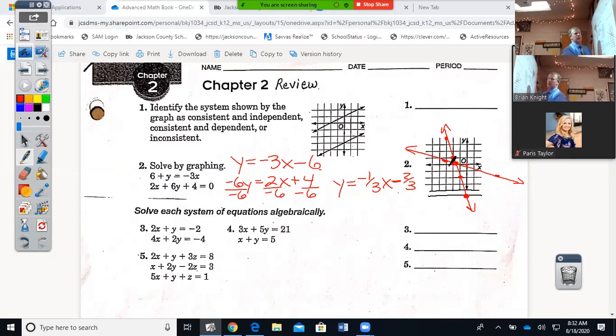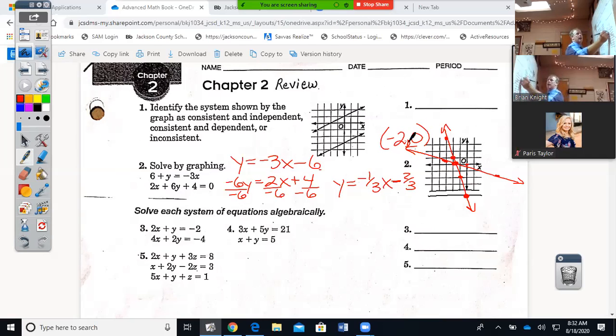Now, I'm not going to give you an answer that's a big fraction. If I do, I'm going to tell you. Number 4 is a fraction. Number 5 is a fraction. Otherwise, you'll know that if you get a fraction, you messed up. But where is it crossing? Right there. Not 2, but -2, 0. So this answer was -2, 0.